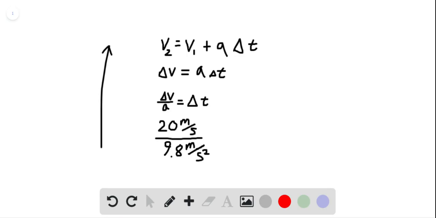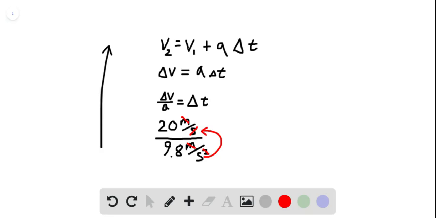So we're going to do some canceling here. That meters cancels with that meters. That second cancels with the second squared. And this second transitions up to the top because it's in the denominator of the denominator. So that's the same as the numerator.